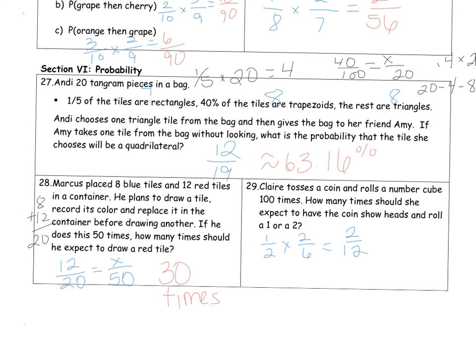Now, we are asked to take this a step further and say, if 2 out of the 12 times will be a coin showing heads and a roll of a 1 or a 2, how many out of 100 times would that be? And the answer is about 17 times. Because it doesn't work out evenly, we have to get a little creative and we're going to have to round.